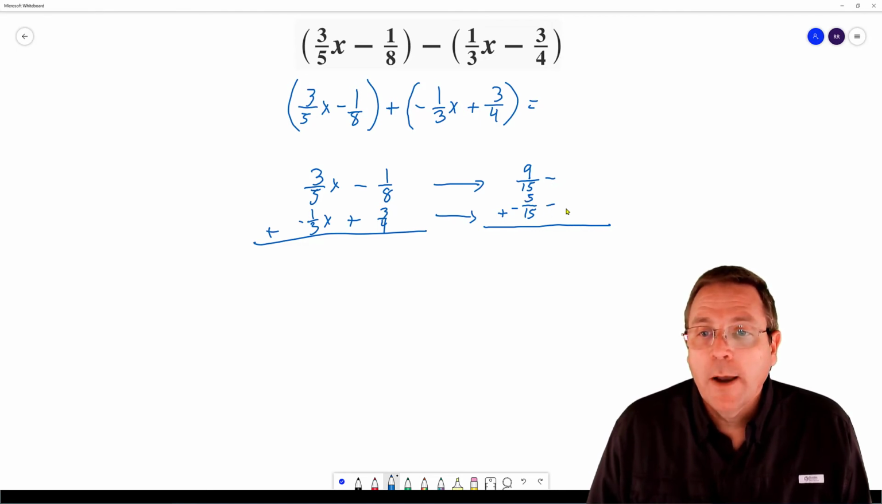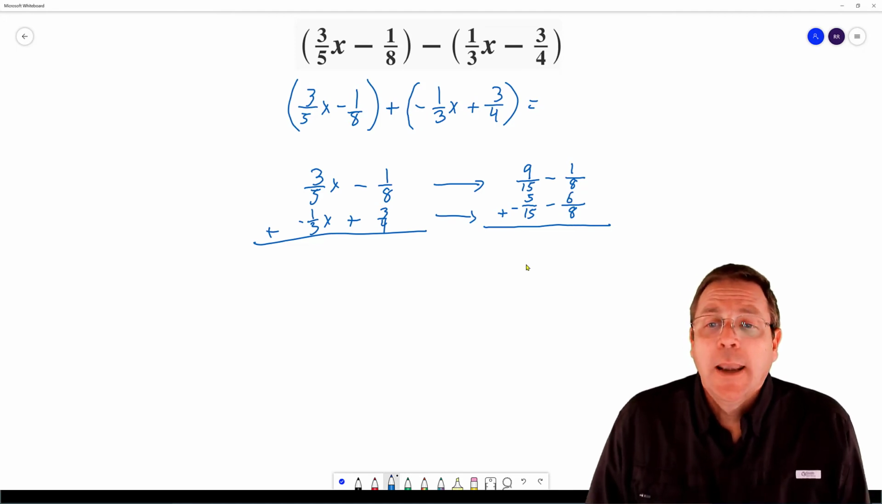And then we're going to have a minus here. And what's our denominator going to be for 8 and 4? It's going to be 8. Something over 8 and something over 8. Of course, 1/8 stays the same. 4 goes into 8 2 times. 2 times 3 is going to be 6. And now we're actually ready.